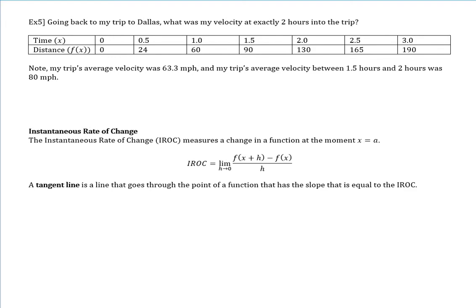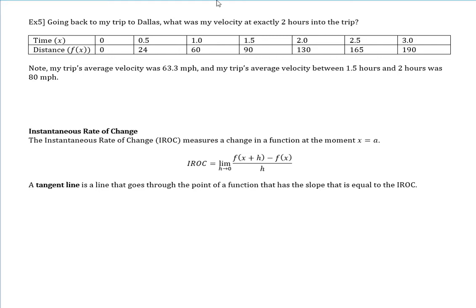To begin, let's start with our question from the average rate of change, where we had this table. Our question now is, going back to my trip to Dallas, what was my velocity at exactly 2 hours into the trip? This was the time every half hour, and this was the distance traveled to get to Dallas. Okay, and then we have a note.